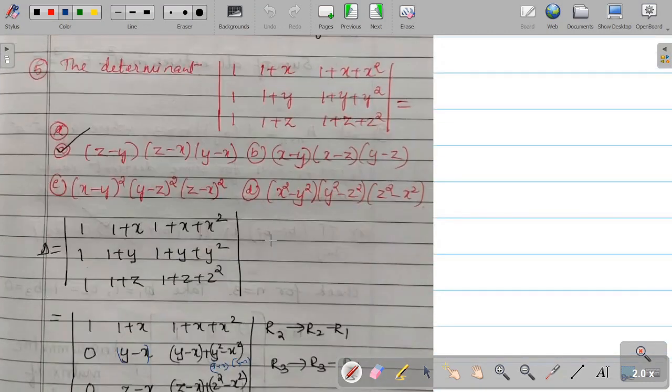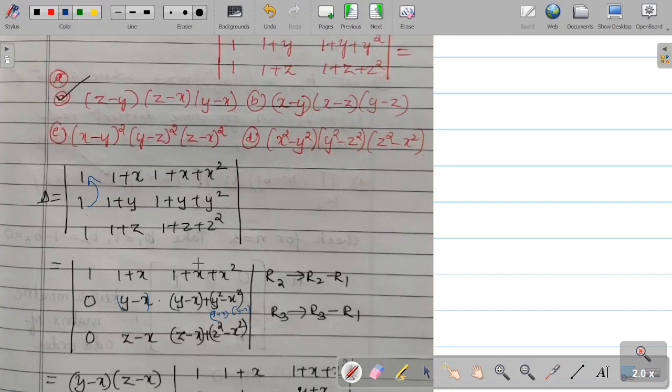Fifth question, what is the value of the determinant? You have to find out. You have to apply a series of row operations. R2 changes to R2 minus R1, R3 changes to R3 minus R1. Do like this: 1 minus 1, 0, y minus x remains, then y minus x plus y square minus x square. Similarly, R3 minus R1: 1 minus 1, z minus x plus z square minus x square.